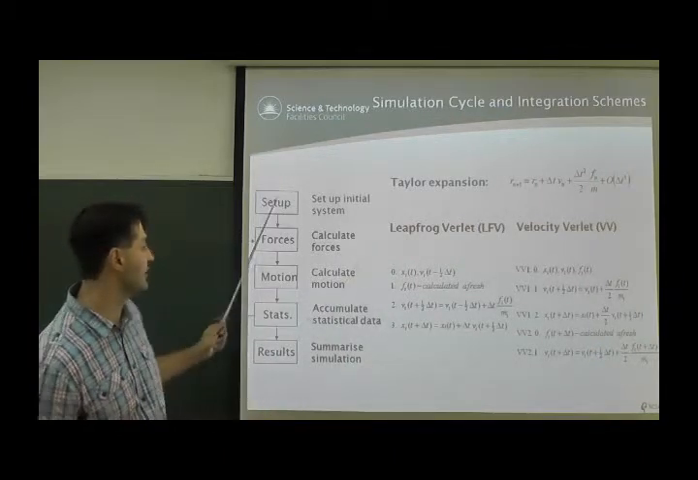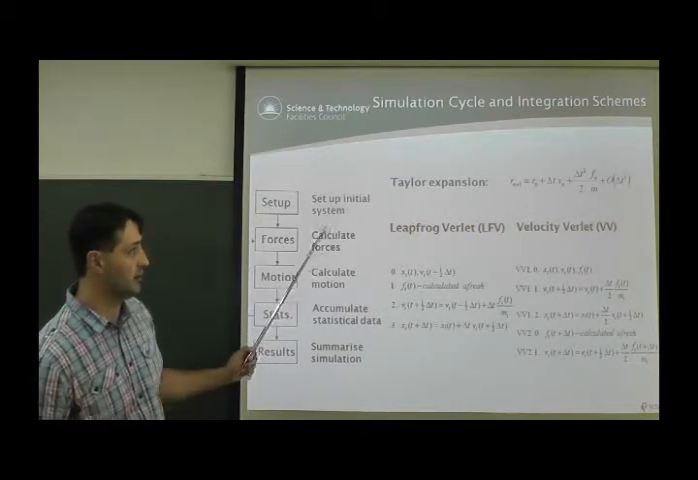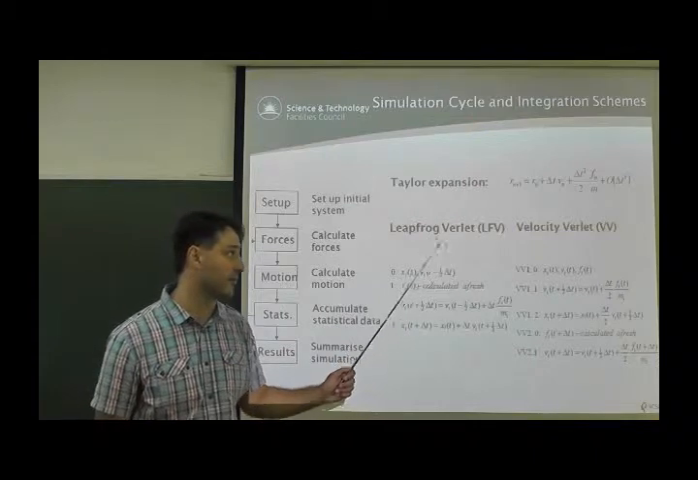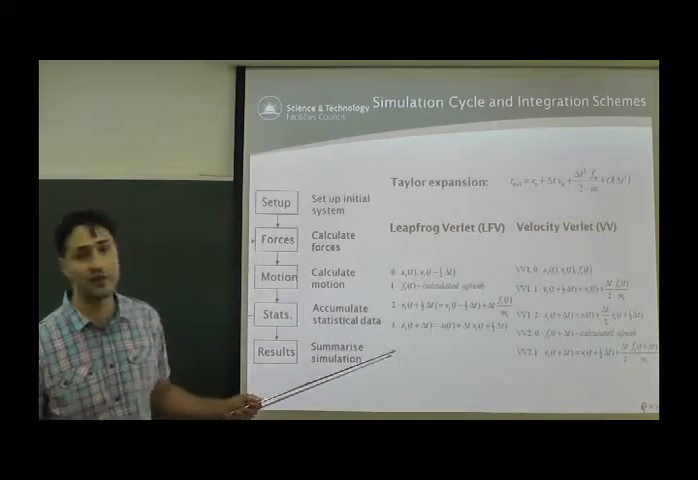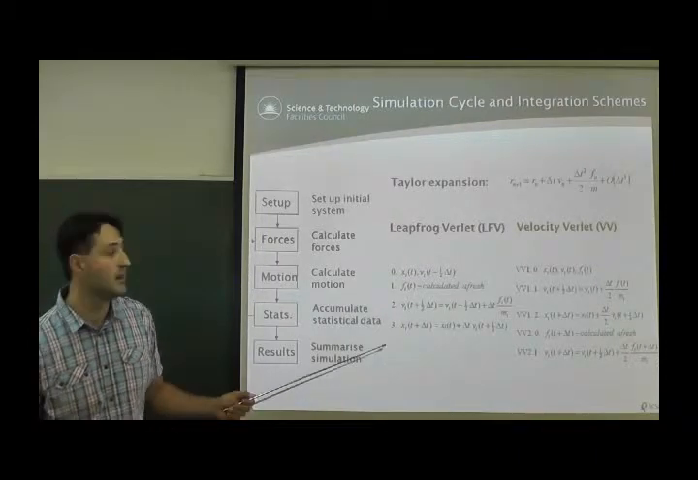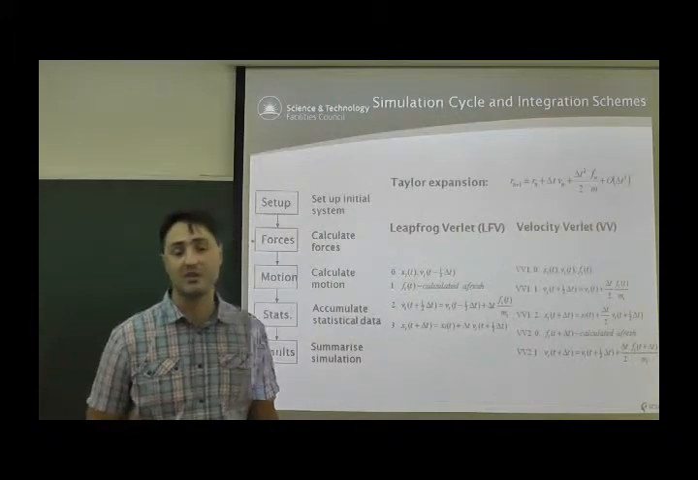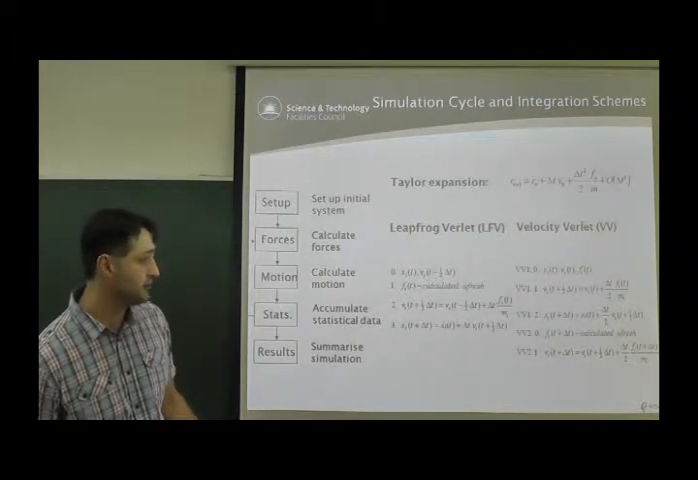As I mentioned, this is the general MD cycle, and we have two types of coupling of the integrators. We have the Leapfrog Verlet, which is the default in DL Poly Classic, and we have the velocity Verlet, which is the default in DL Poly 4, but both of them are available if this is specified by the user in each of the packages.